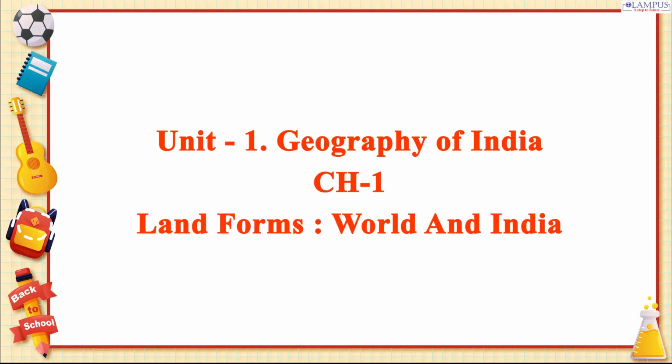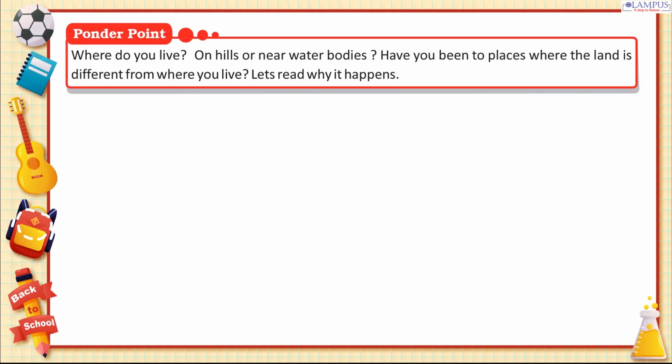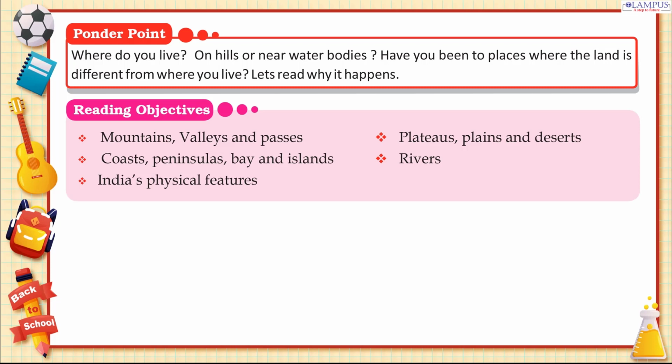Chapter 1. Landforms, World and India. Ponder point. Where do you live? On hills or near water bodies? Have you been to places where the land is different from where you live? Let's read why it happens. Reading objectives: mountains, valleys and passes, plateaus, plains and deserts, coasts, peninsulas, bays and islands, rivers.